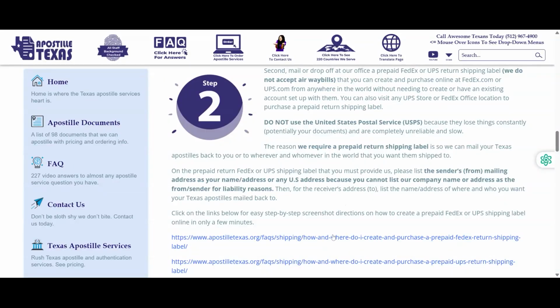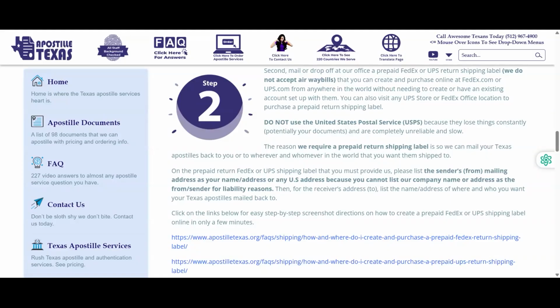So you can create a prepaid shipping label for FedEx or UPS if you go online anywhere in the world. And then you can print it out, and then mail it to us with your documents, or you just email it to us or upload it onto our site, and then it gets emailed to us. That way, you don't have to go into a UPS store or you don't have to go into a FedEx. Just follow these directions right here on these links, and that will walk you through it.